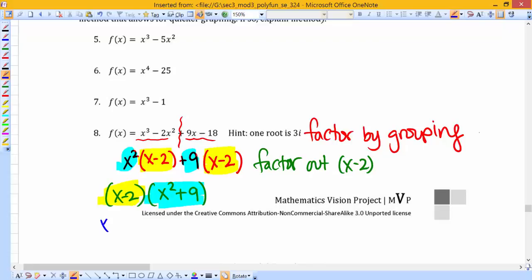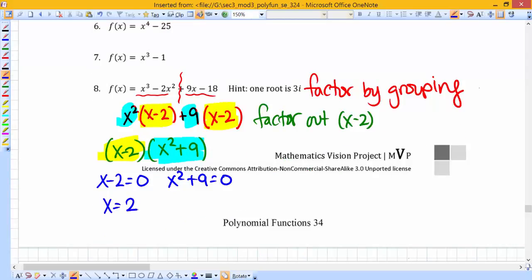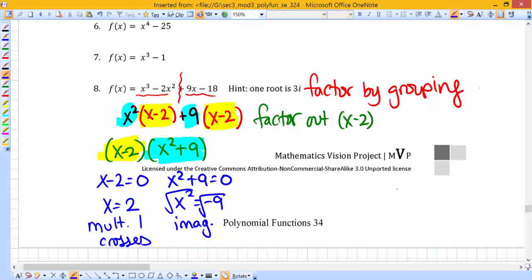So I set each factor equal to 0. So my first intercept is 2. And then my second intercept, well, this is an x squared equals -9. And when I square root this, it's imaginary. So I don't have another root there. With this one, the x equals 2, the multiplicity is 1. Odd crosses. Whoops, I can't not spell the word cross. Odd crosses.